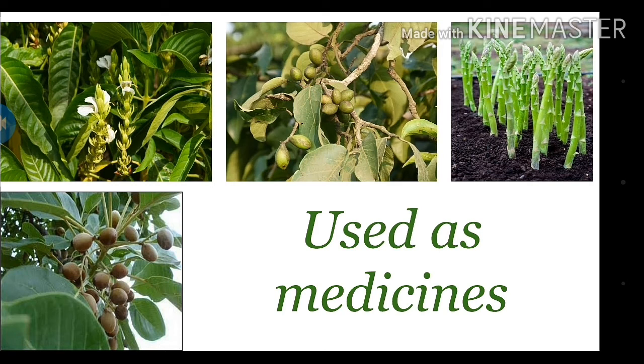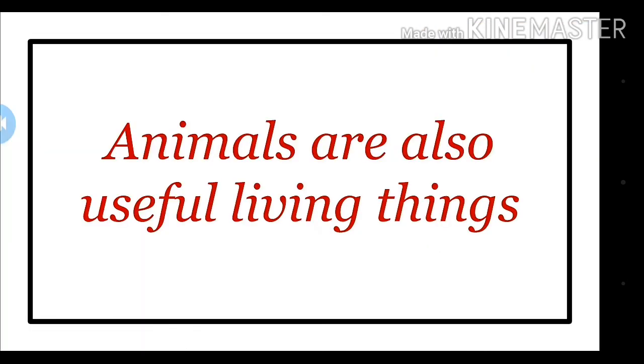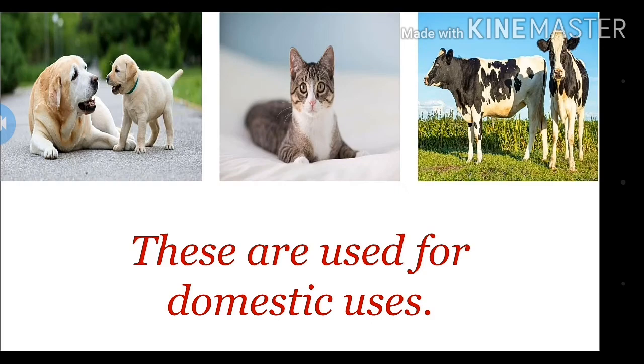Now we'll see how these animals are useful to us. Animals are also useful living things, right? We saw how plants are useful. But these animals like dog, cat, cow or the buffaloes are also used. So how are these used? They are used for domestic uses.